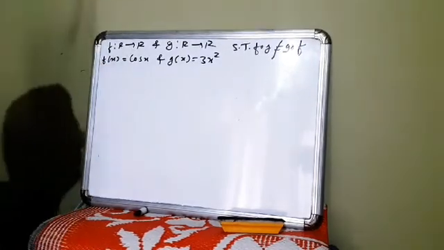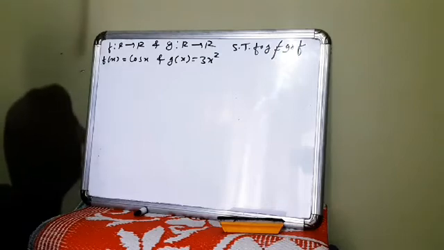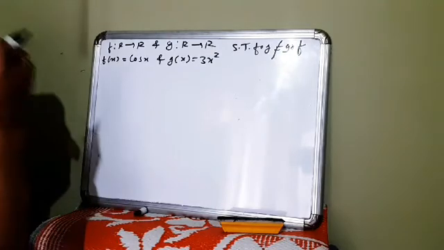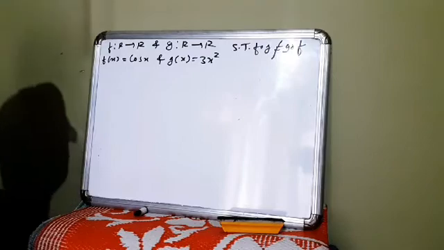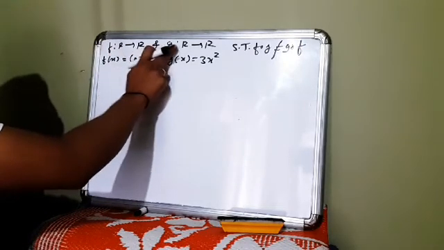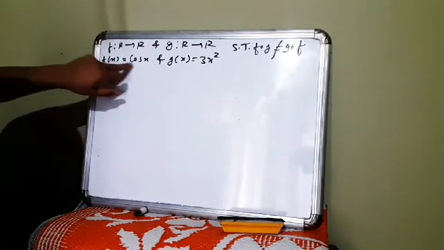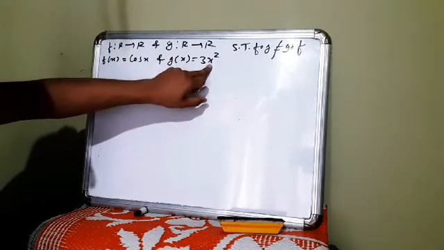Yes, so in the last video we have seen the definition of composition of functions. Based on that, we will simplify the examples now. Here, first example: f is a mapping from R to R, g is a mapping from R to R. How is f of x defined? f of x is cos x, g of x is 3x square.